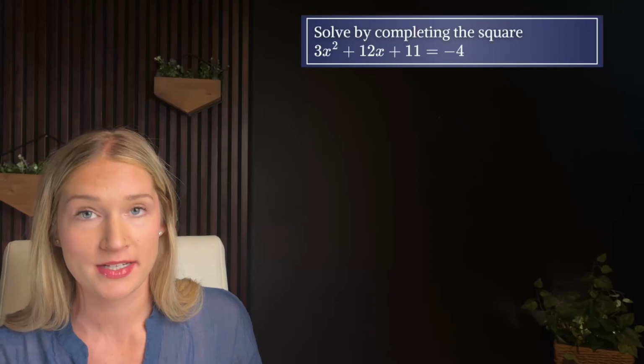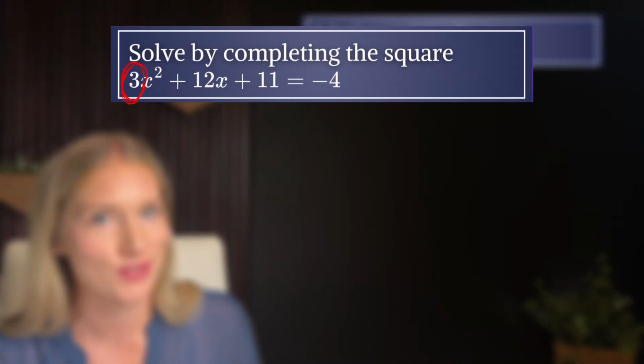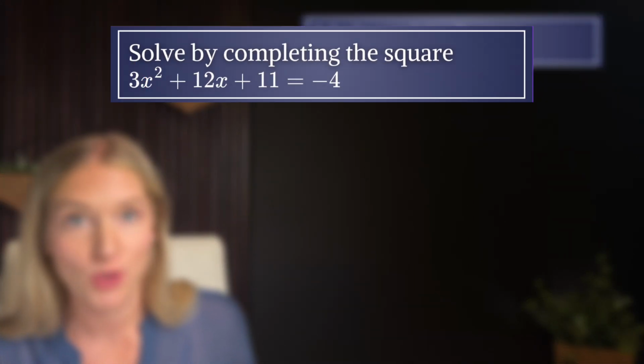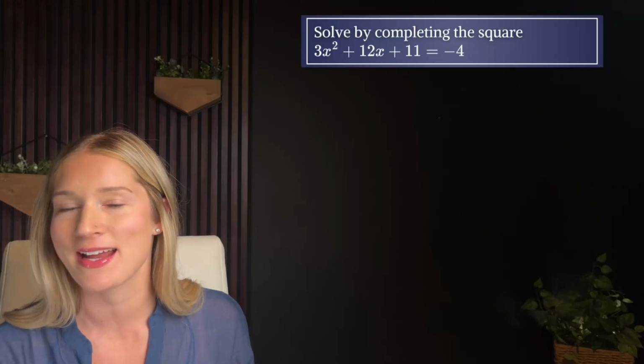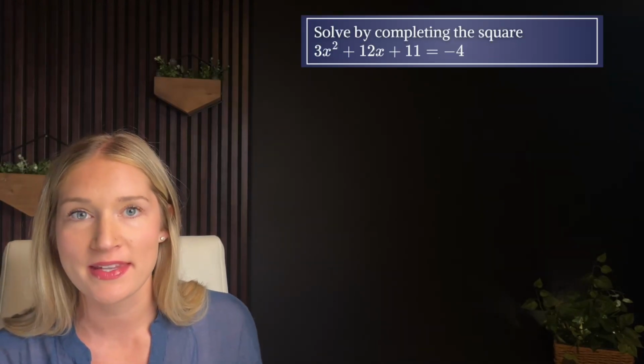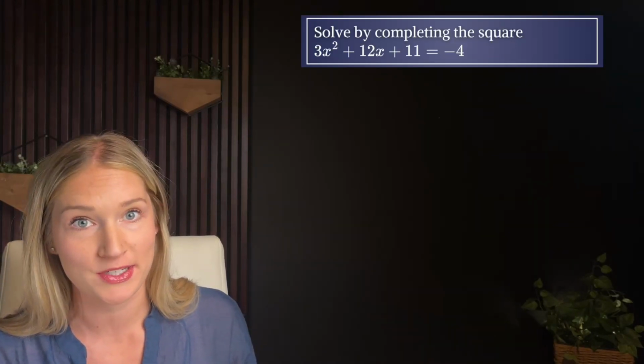Let's talk about completing the square. I have one example for us, and in this particular example, our leading coefficient is not 1. We've done some of these before where the leading coefficient was 1, and it makes it actually a little bit easier, but in this case, our leading coefficient is a 3, so we're going to have to deal with that.